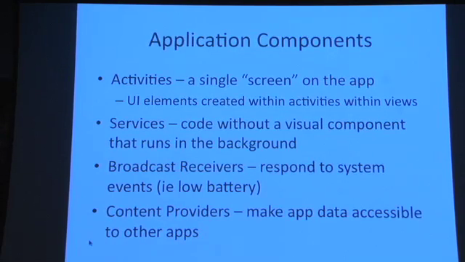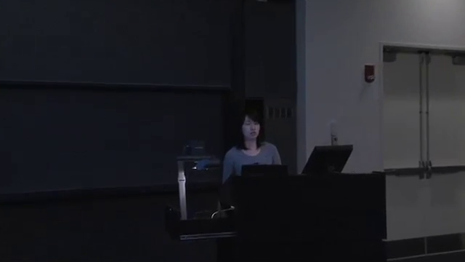And the next thing is the broadcast receiver. This responds to system events such as low battery or if you have an alarm. And the next thing is content provider. This makes your app data accessible to other apps. So in Android, you're allowed to actually search through other apps. So when you have the Google search app on your phone, then you can sometimes search the contents of the application if you let it within your own app.